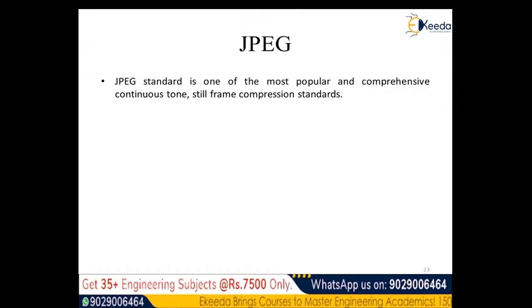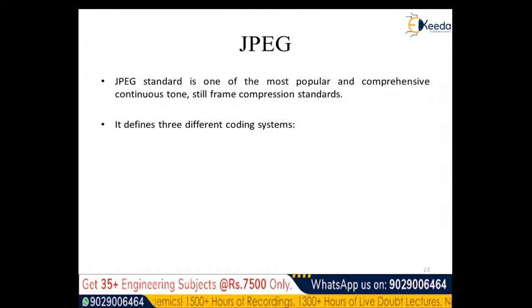So the JPEG is the standard, one of the most popular and comprehensive continuous tone still frame compression standards here, and it defines three different coding systems. So one by one we shall have a few summary points related to these.